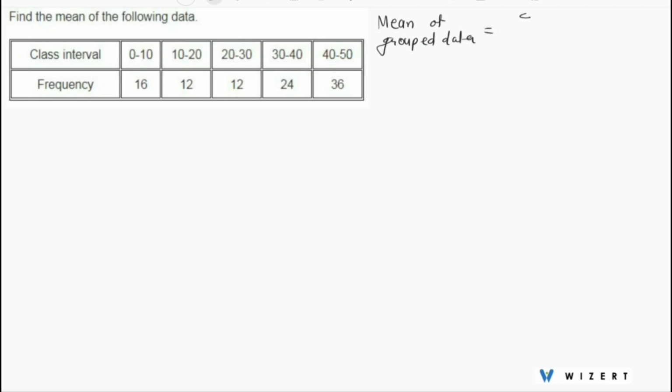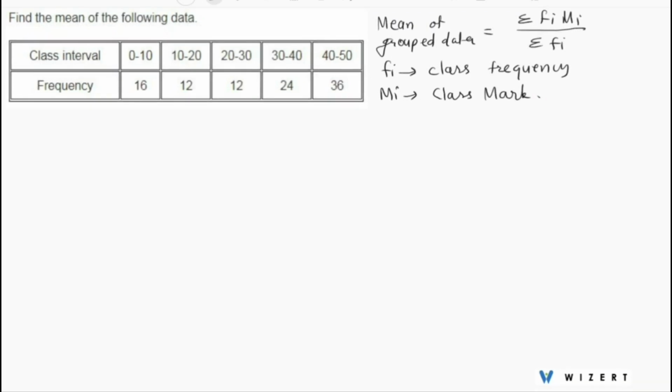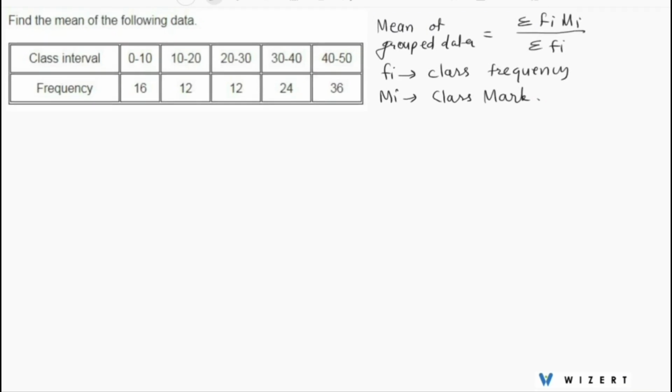is summation of fi mi divided by summation of fi, where fi is class frequency and mi is class mark. Now with this information we can find the mean of this data.